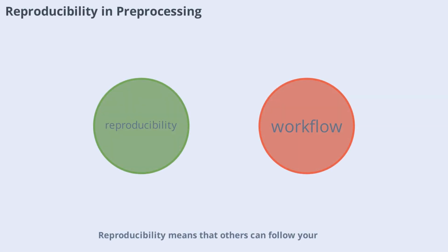Reproducibility means that others can follow your preprocessing steps and achieve the same results. This is essential for scientific research and collaborative projects. Using scripts, version control, and clear documentation helps ensure that your workflow is reproducible. Reproducibility builds trust in your results and makes it easier to share your work with others.